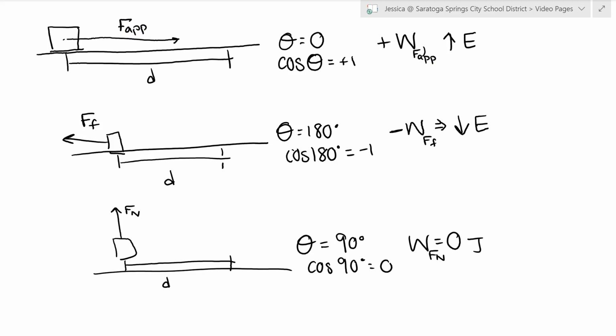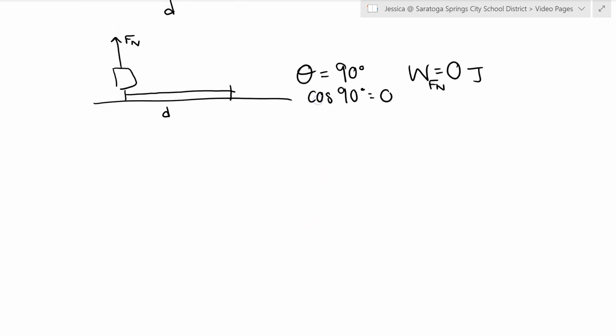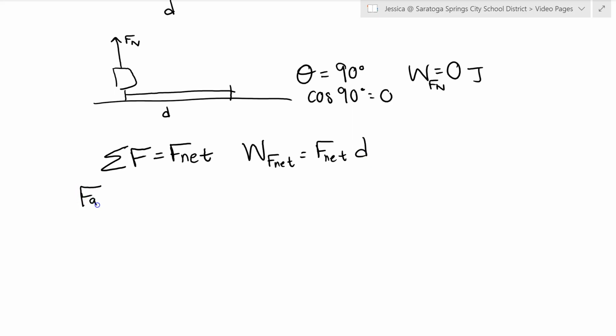So we could look at all the forces separately, or what we could do is just figure out what our net force is, and then we could figure out our total work done by that net force. And it makes it so that we don't have to take all those individual forces into account. So we might do something like an applied force minus a force of friction gives us our net force. And then we can use that value for the net force in the work equation.